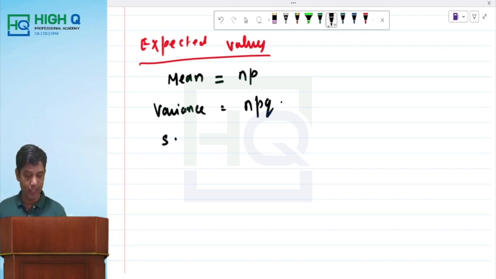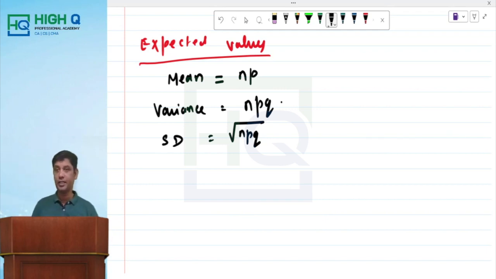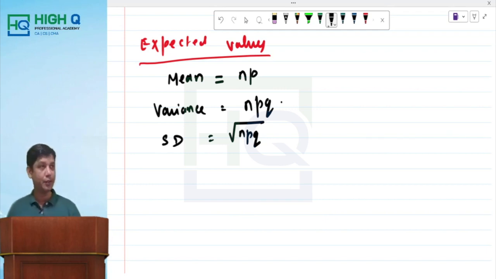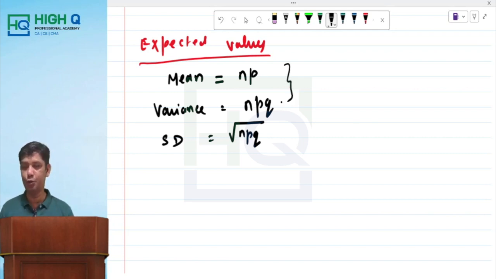Then what is the standard deviation? Root of npq. Now look at this, my dear. In binomial distribution, a very important MCQ, it came 2 times: mean is always more than variance.